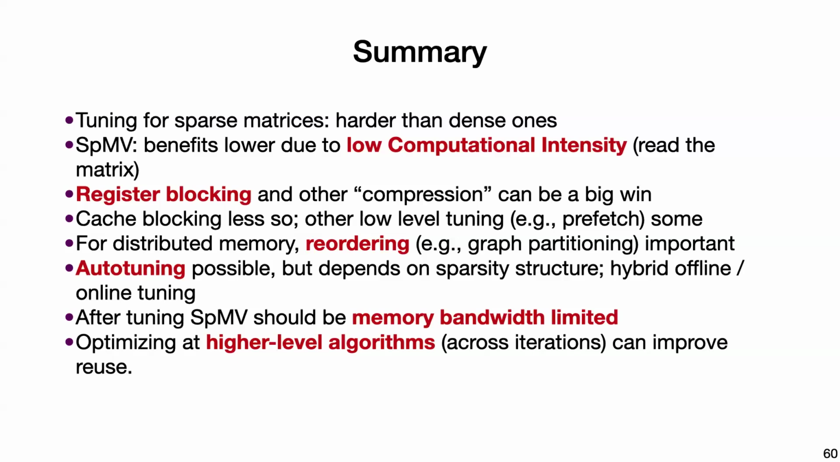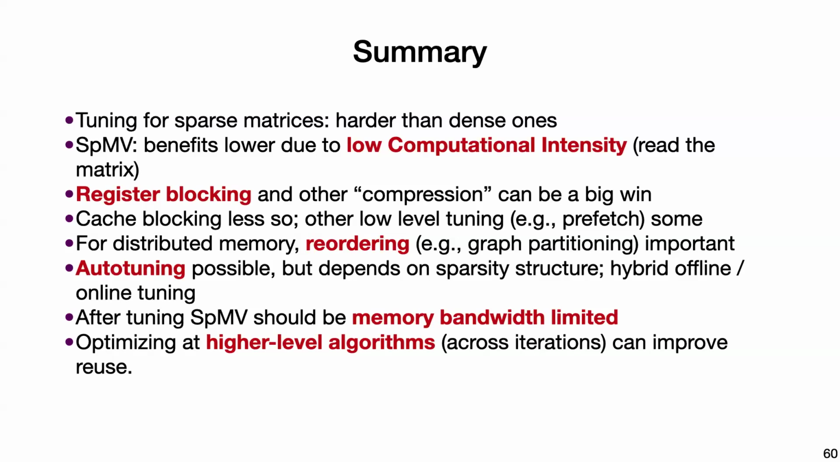And so that lowers the intensity, because intensity is how many useful operations, like how many flops, you're doing per byte. And so in the dense computations, the number of flops per byte is higher, so the intensity is higher. And register blocking and other forms of compression can increase the speedup as well. Cache blocking can help, but less so.